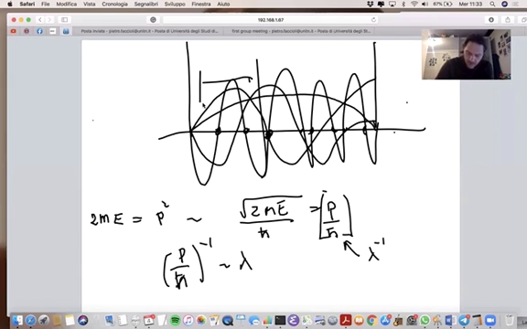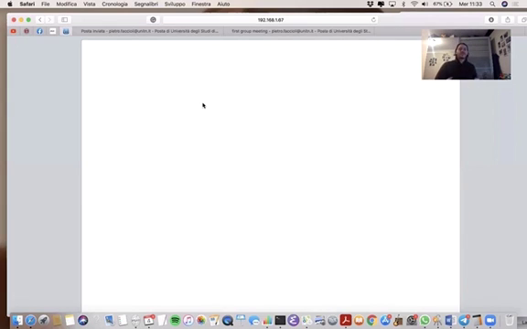So, to summarize all this discussion, there is a direct relationship between the momentum or the kinetic energy of the particle and the length scales over which the corresponding wave function is changing. The more energy, the shorter the wavelength.